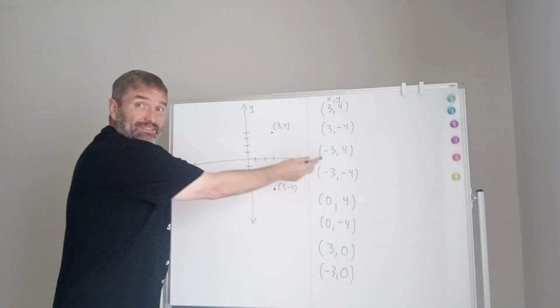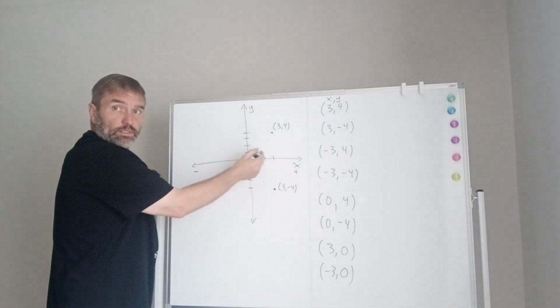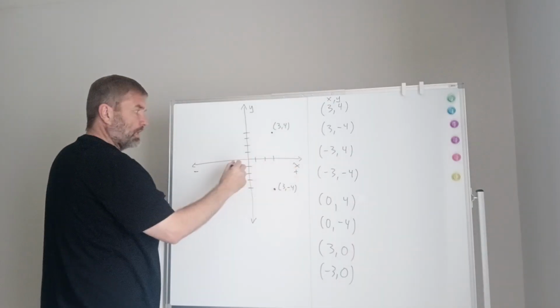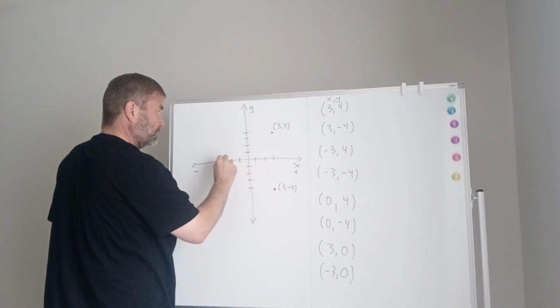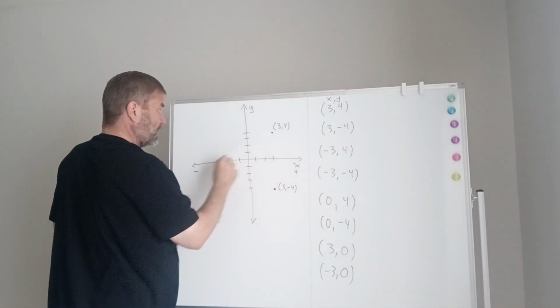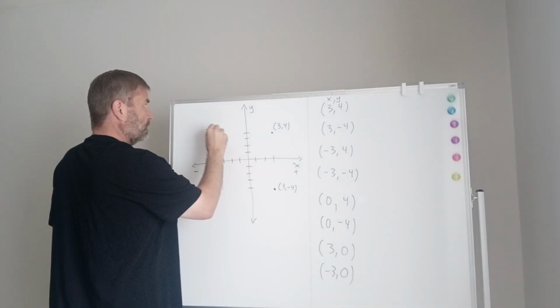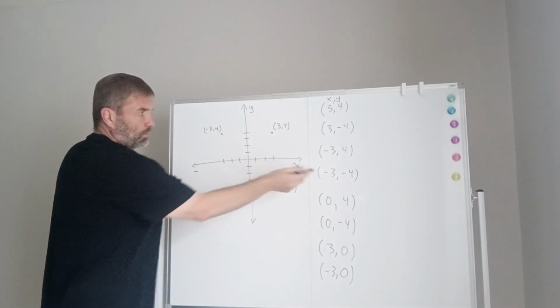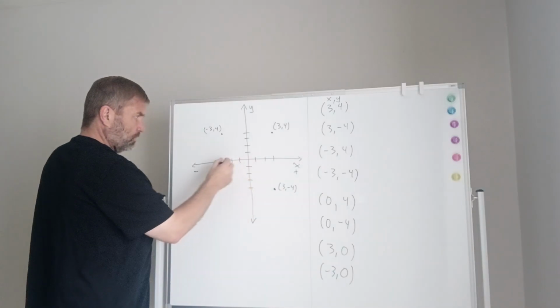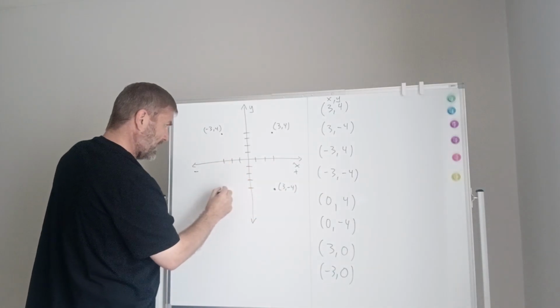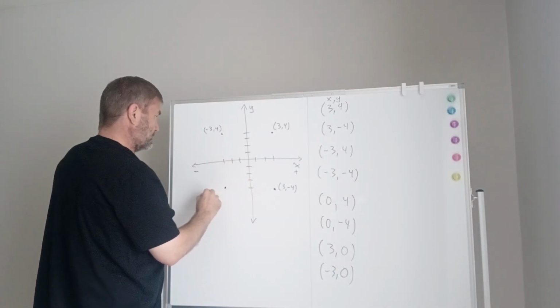Now what if the x is negative? Well, then instead of going right first, you now go left. 1, 2, 3, and since the y is positive, guess what? You go up. There is (-3, 4). Now, what if they're both negative? (-3, -4). And that's how this is broken up.